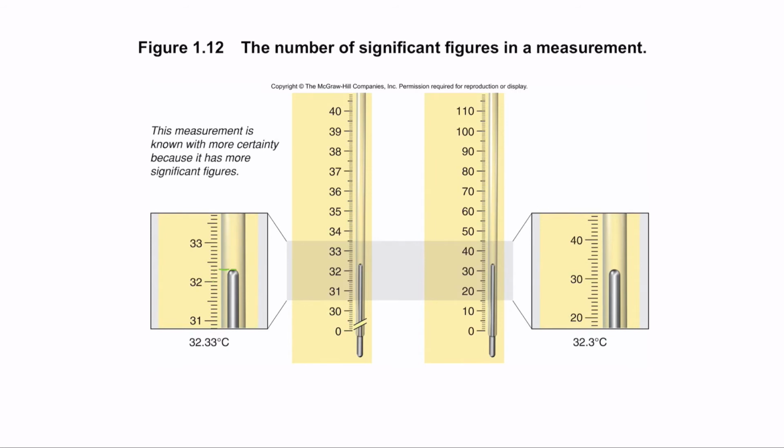The number of significant figures on a scale is what differentiates the type of value that we have. So you have 32.33 in this scale, and in this scale we get 32.3. The number of significant figures here is 4, and the number of significant figures here is 3. The higher the number of significant figures, the more certain you are that the answer is correct. This is the type of example that we are trying to choose.